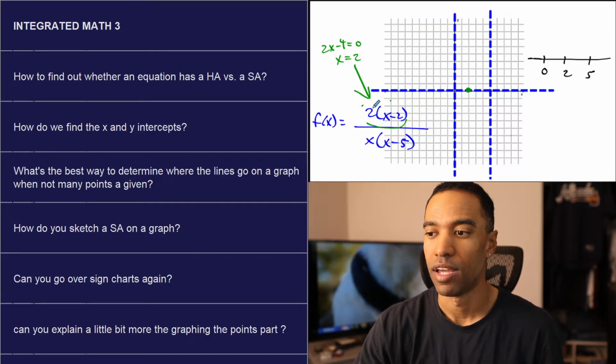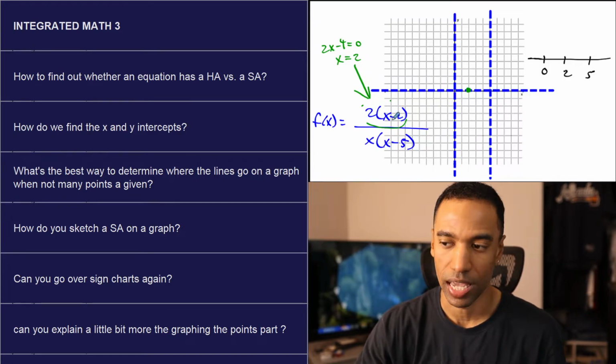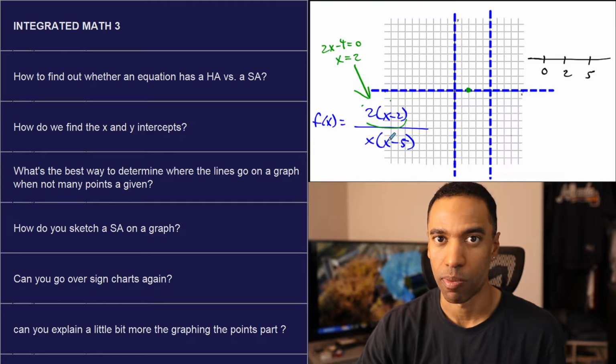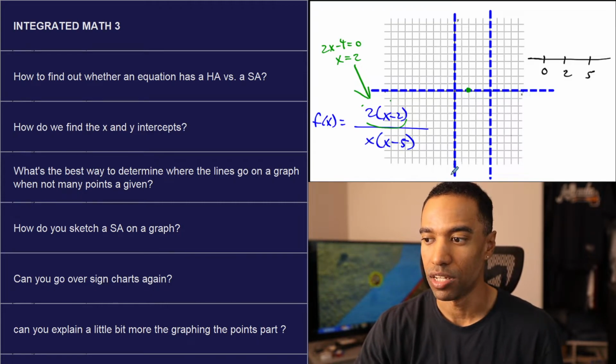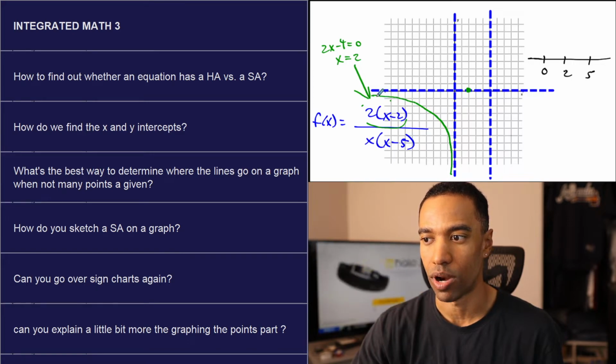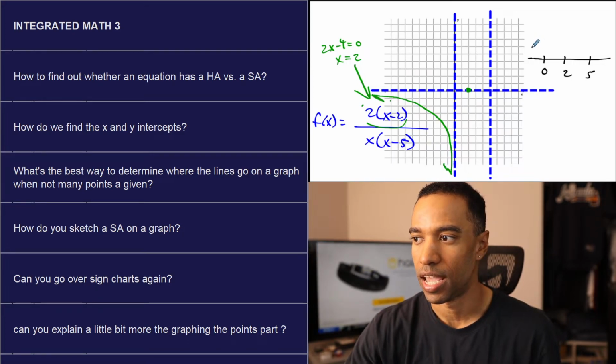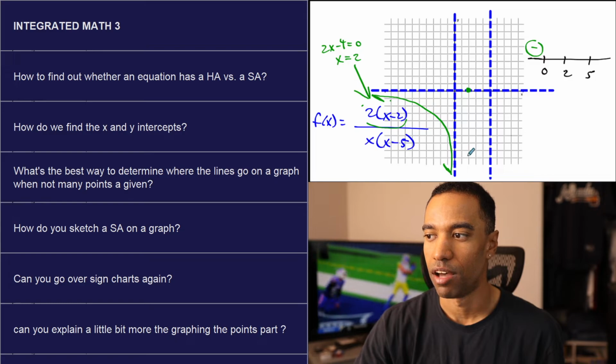Again, negative 5. That's a positive times negative, which is negative, divided by negative times negative, which is positive. Negative divided by positive is negative. Suddenly this graph doesn't go up above. Suddenly this graph is down below like that. This is a negative value to the left of 0.